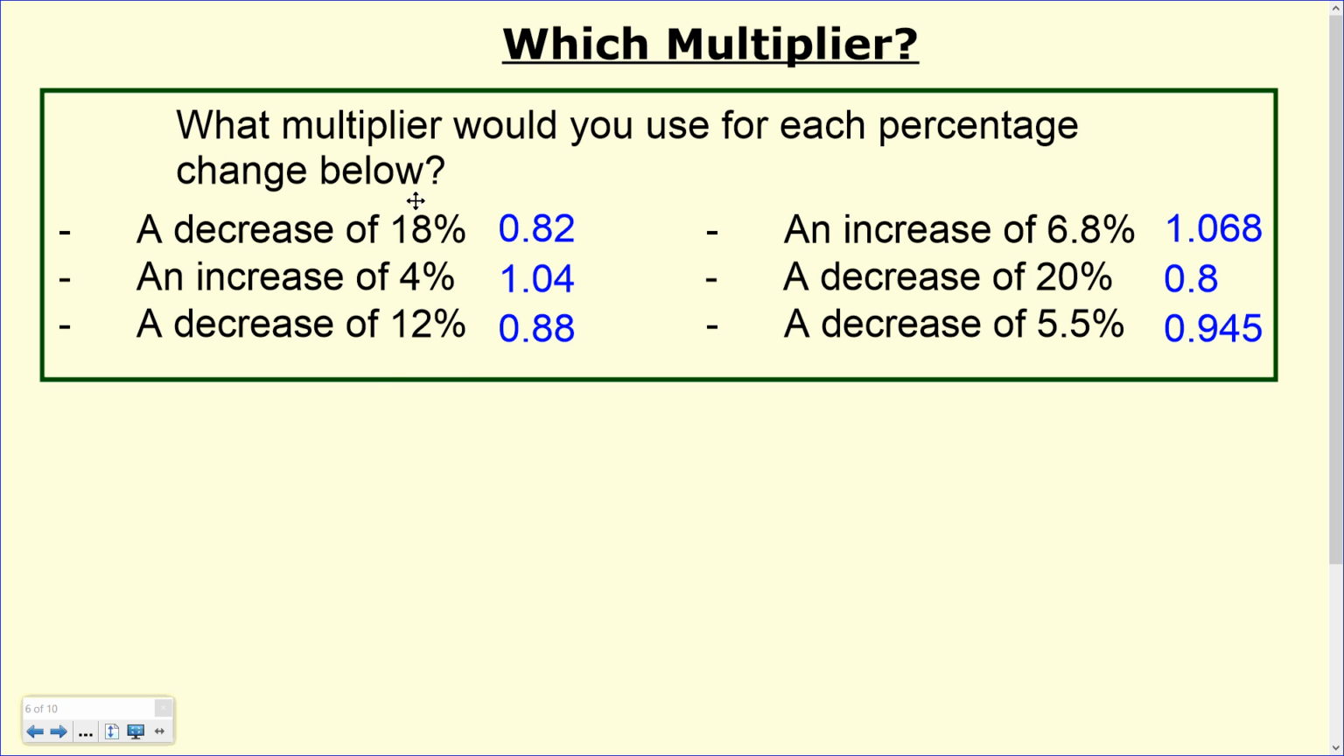If we're decreasing by 18%, we start with 100%, take off 18, 100 take away 18 is 82, and then divide that by 100 to get us 82%. Decreases will always be less than 1, the multiplier. Increases will always be more than 1. And that's what we then multiply the value by to work out that instant change.